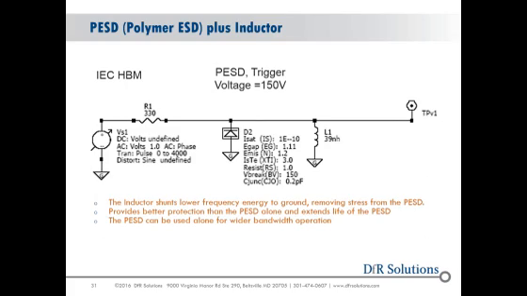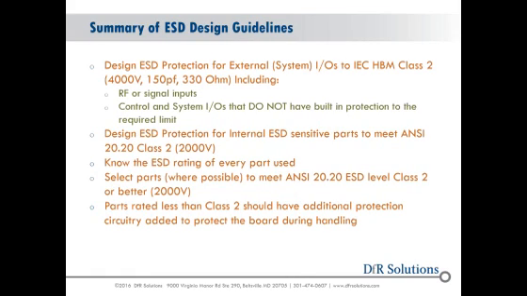This kind of a circuit provides better protection than the PESD by itself, but it can be used alone for a wider bandwidth type operation. So, to summarize this part, design ESD protection for external system IOs to IEC HBM class 2, which is 4,000 volts, 150 pF, 330 ohms. And you can do that for RF or signal inputs, control, and system IOs that do not have built-in protection.